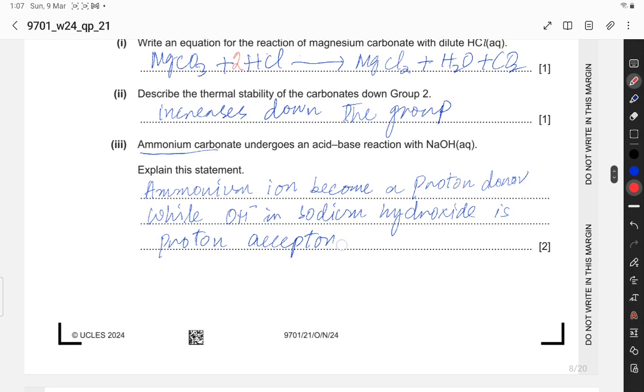Describe the thermal stability of the carbonates down the group. It increases down the group because positive ions are increased, the ionic radius of group 2 ions increases down the group, so there is less polarization between positive and negative ions. So that's why a large amount of energy is required to break them down. So that's why stability is increased down the group.